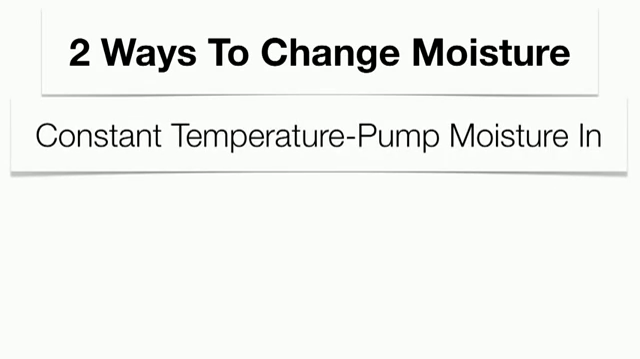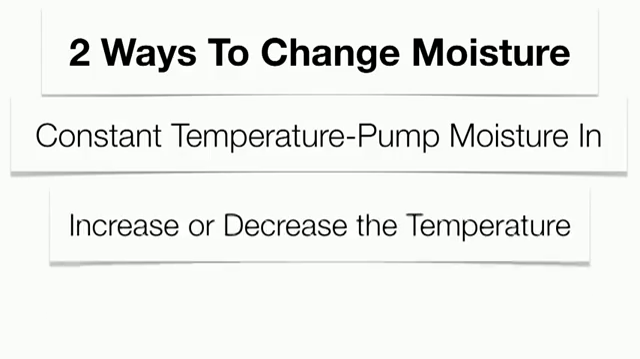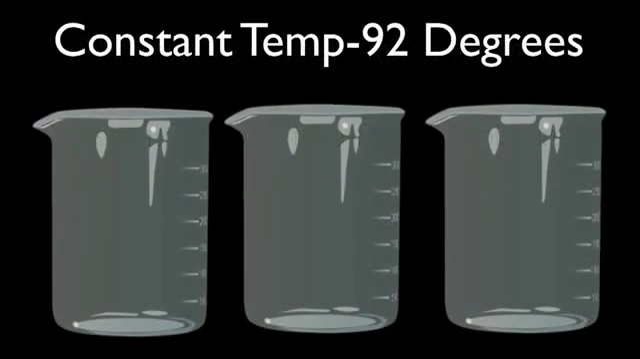There are two ways in which you can change the moisture content within the air mass. One way is keep a constant temperature. The second way is to increase or decrease the temperature. So you're going to change it. Let me show you. Constant temperature, 92 degrees. Well, that doesn't really occur outside too much, but inside your home or inside your apartment, you can regulate the temperature. You can keep it at a constant temperature really throughout the entire day.